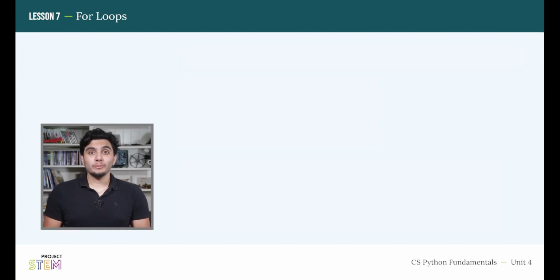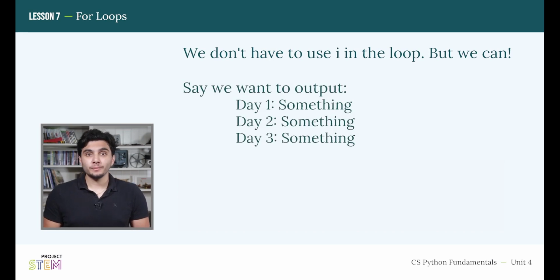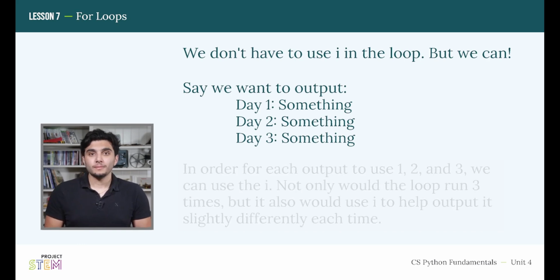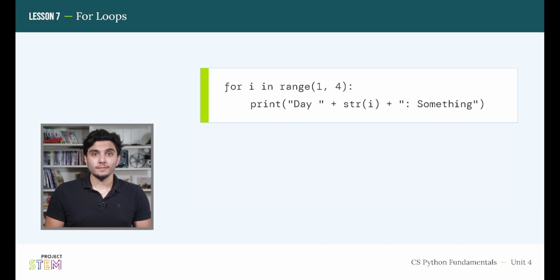So you'll notice that sometimes we used I in the loop and sometimes we didn't. That's another powerful part of for loops. If I just want something to repeat X amount of times, we don't have to use I in the loop. However, we can. For example, maybe I want to output day 1 something, day 2 something, and day 3 something. In order for each output to use 1, 2, and 3, we can use the I. Not only would this loop run 3 times, but it also would use I to help output it slightly differently each time. The code to do that would look like this.